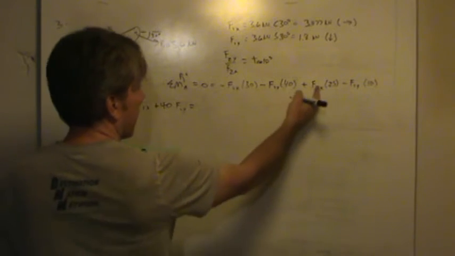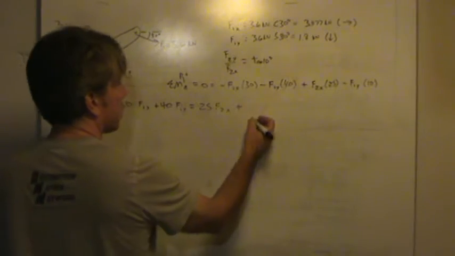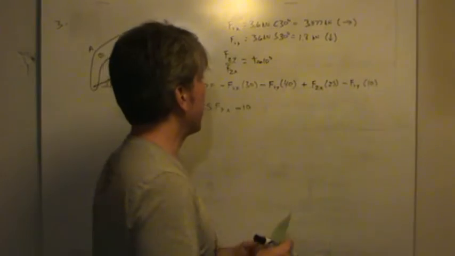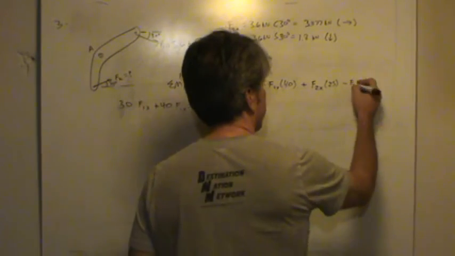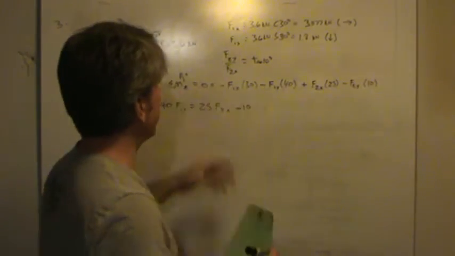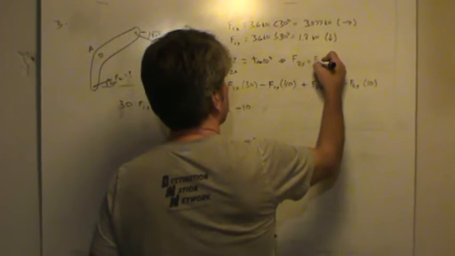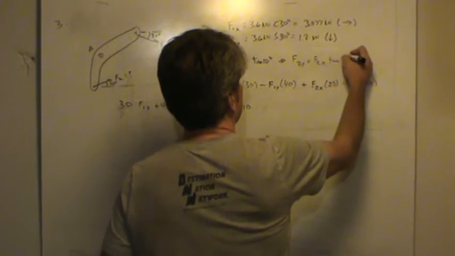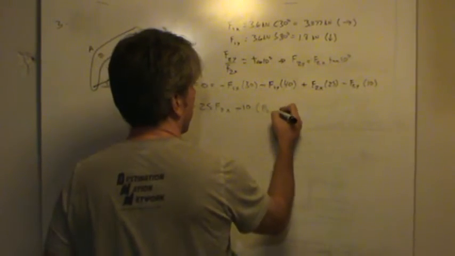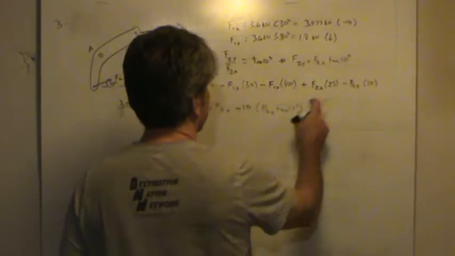F2x, pulling the 25 out front, 25 F2x, plus, or well, no, it's still minus, 10, and F1, I'm sorry, I've got F1y here, this should be F2y, I made a mistake earlier, because it's the y component of F2. Anyway, F2y can be written in terms of F2x, because F2y is F2x tan 10 degrees. So I'll just make that substitution right here, F2x tan 10 degrees, and that takes care of this because that was the last piece of it.